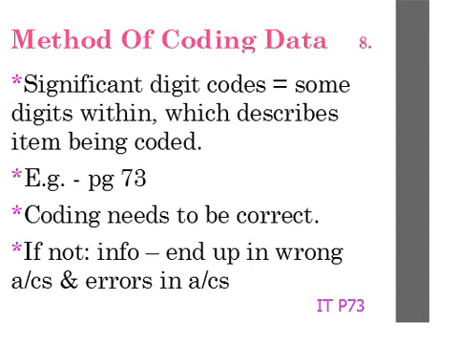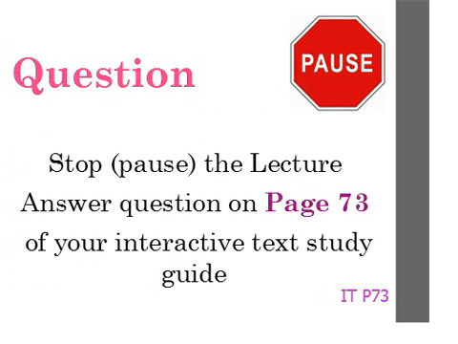Significant digit codes are codes with some digits within it, which describes the item being coded. For an example, see the table on page 73 of your interactive text study guide. Coding needs to be correct. If the coding is not correct, the information will end up in the wrong accounts and there will be errors in the accounts. Stop the lecture. Answer the questions on page 73 of your interactive text study guide.